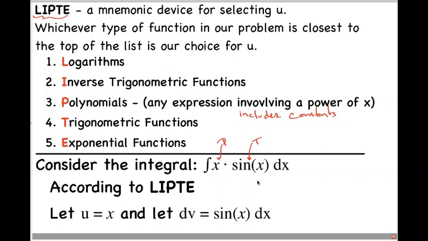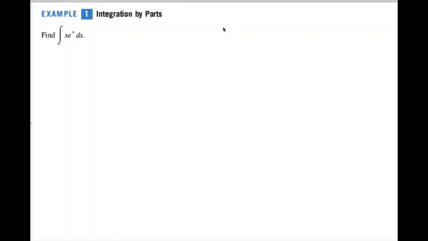Sometimes you can use it with functions multiplying themselves, such as sine squared x, secant cubed x. Those functions will work as well. But often a good rule of thumb is if you have two dissimilar functions multiplying each other, integration by parts is likely your candidate for finding the antiderivative. So here's our first example.